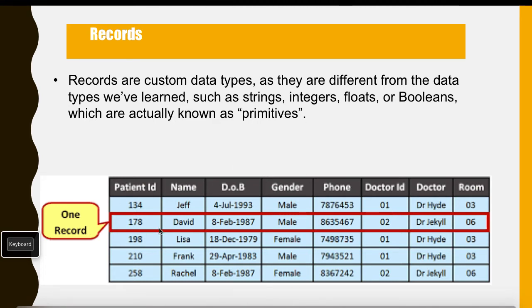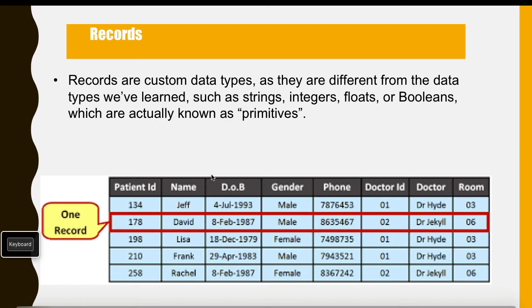Now, if you go along the row, you're getting one person's information for all of the different fields. So this person's record here, patient 178, their name is David, this is their date of birth, they are a male, phone number is that. So you can see the different bits of information all get stored on the one particular person's record.